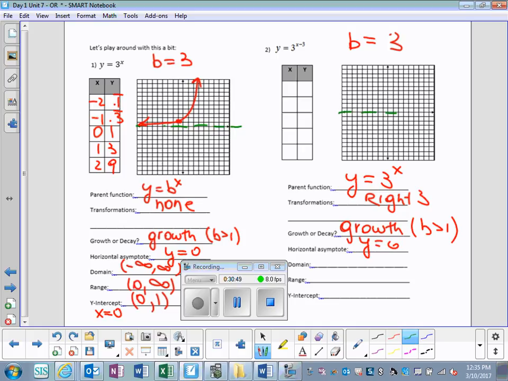It's still here. What about domain? Will it change? Still all real numbers. What about my range? Still the same, right? Because the horizontal asymptote is still the same. It's still 0 to positive infinity. And by the way, why don't I put brackets for this 0, for the range?